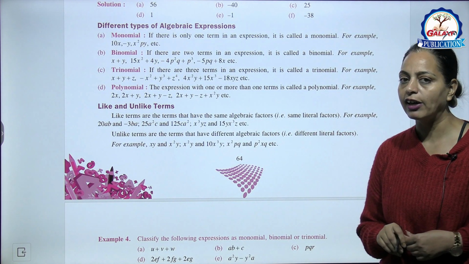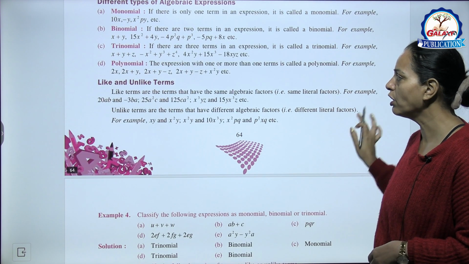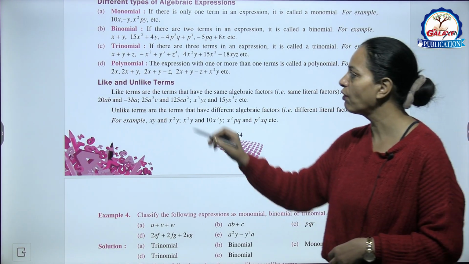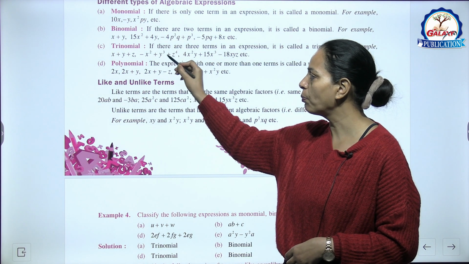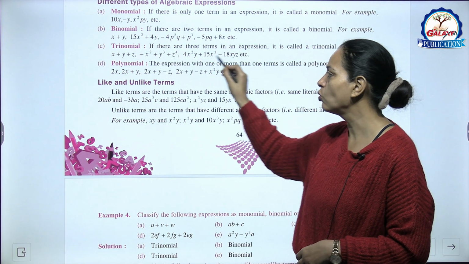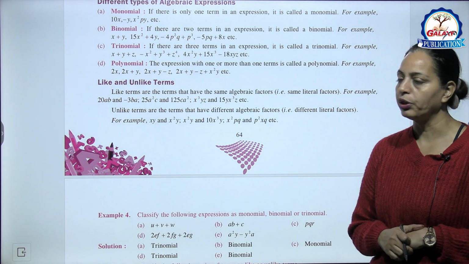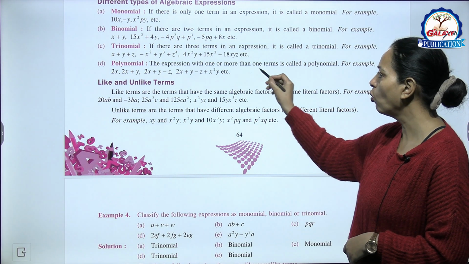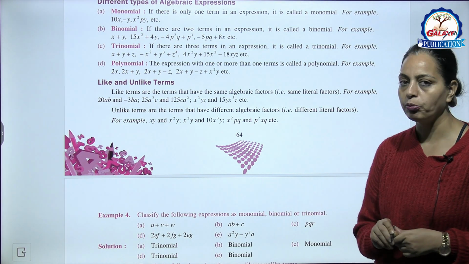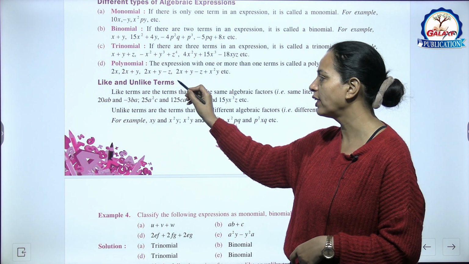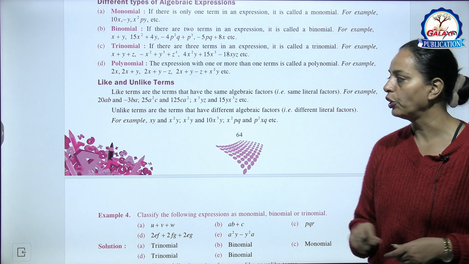Now C part, trinomial means if there are three terms in an expression, then it becomes a trinomial, like x plus y plus z, minus x square plus y cube plus z4. So these are trinomials. Now D part, polynomial. The expression with one or more than one term is called a polynomial. For example 2x plus y, 2x plus y minus z, these all are polynomials.